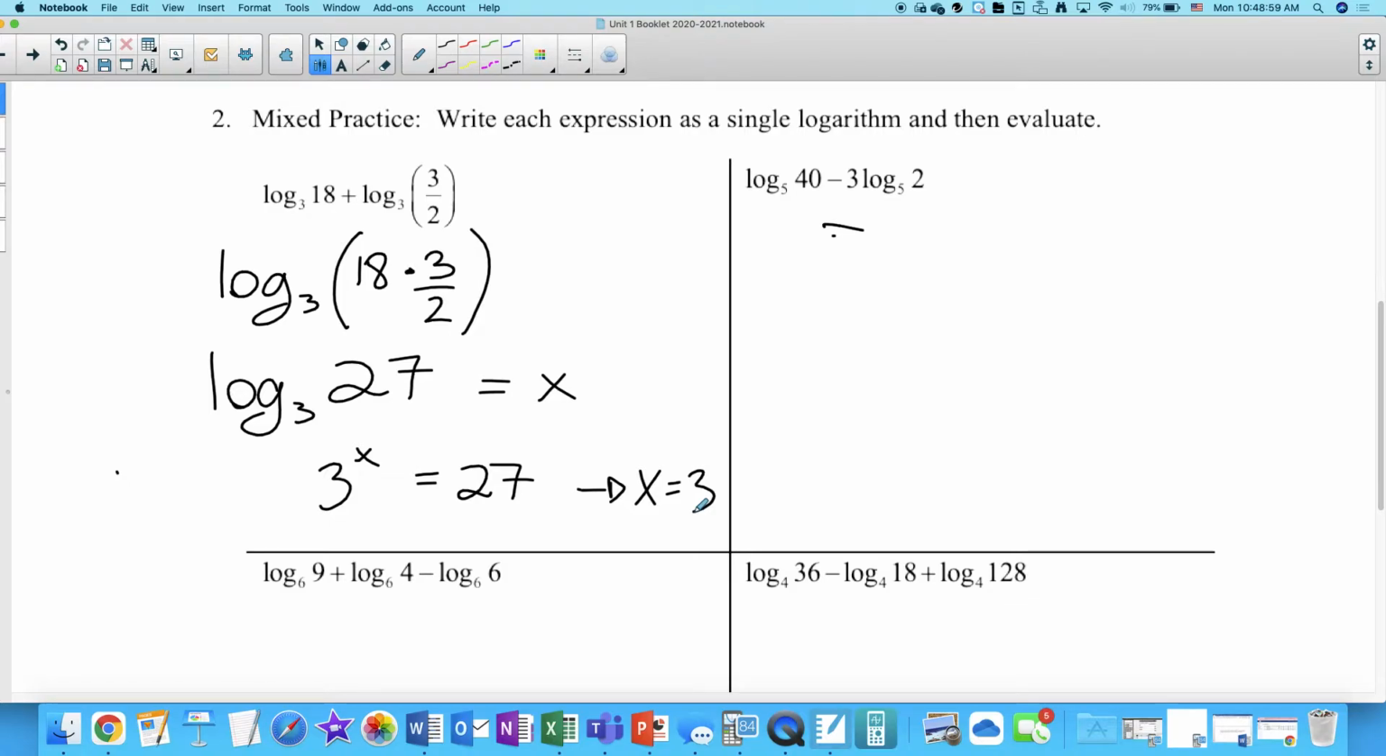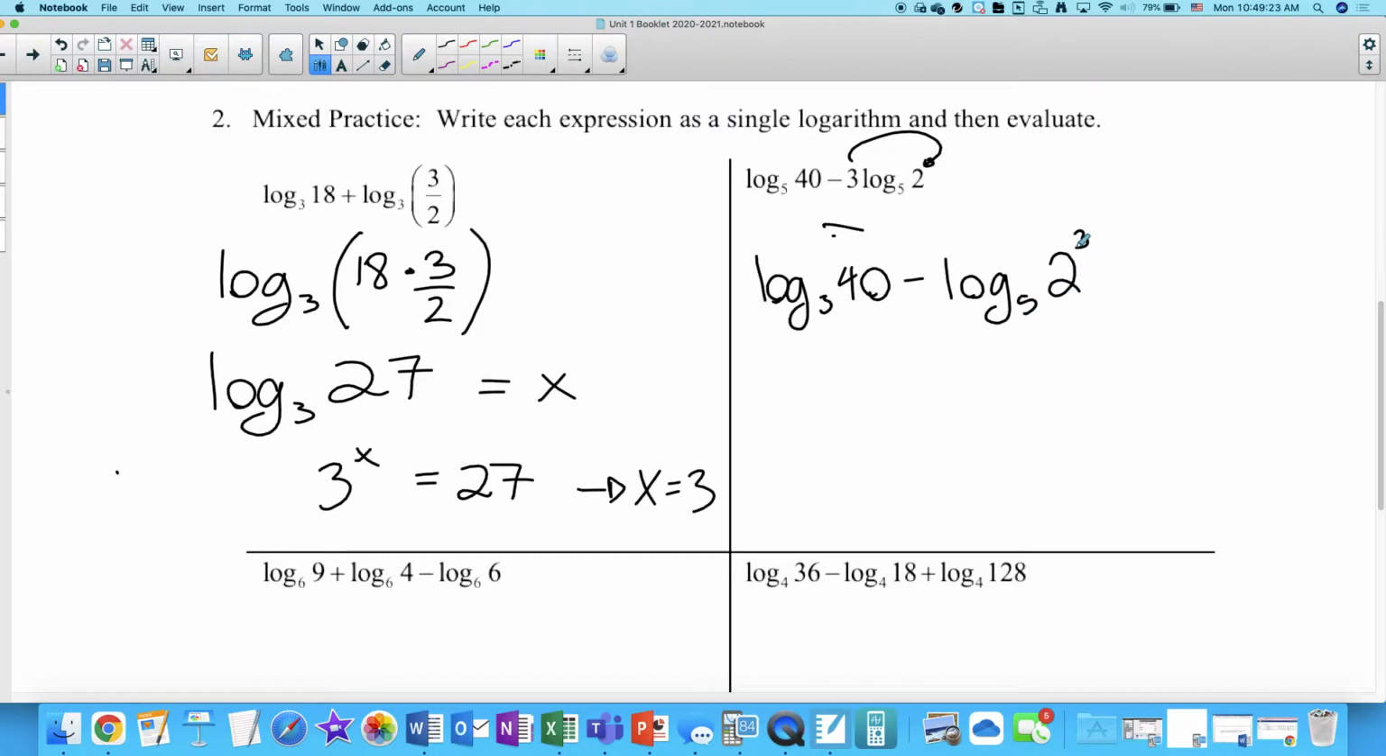Now, in this one over here, log base 5 of 40 minus 3 log base 5 of 2, we need to deal with this first. So this is going to come up here, and we're going to have log base 5 of 40 minus log base 5 of 2 cubed.